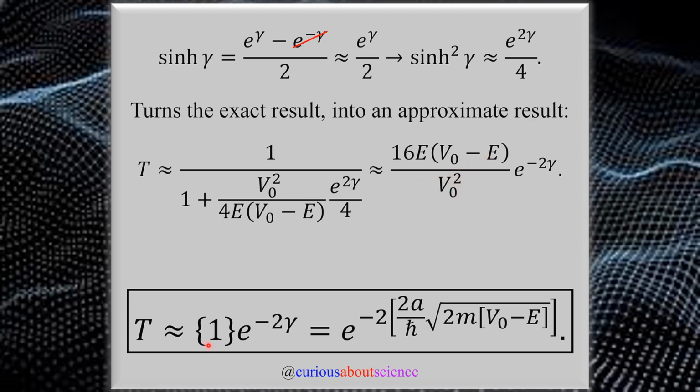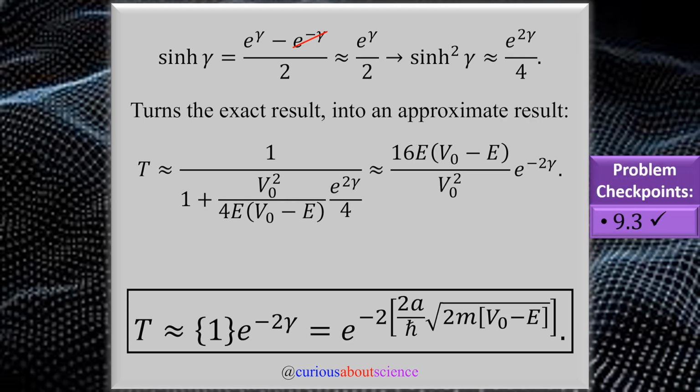Okay, so we'll just put that to 1, which we do in the curly brackets, and we see we get negative 2 gamma, which is exactly what we expected out of the WKB result. So we actually get what we're looking for, which completes problem checkpoint 9.3, and we are good to go. Now we can move on to the application, which is going to be a lot of fun.